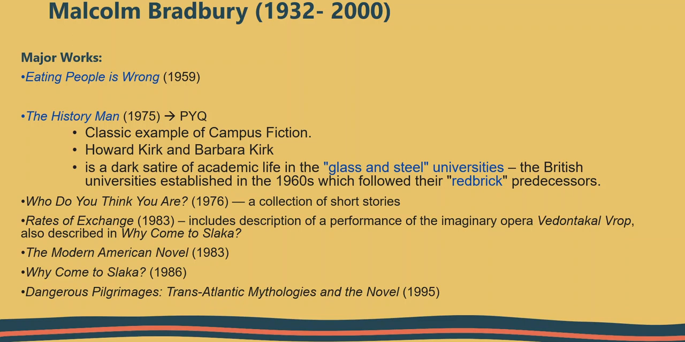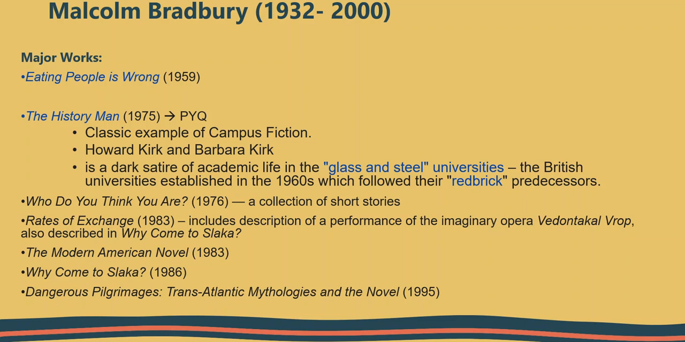Now in The History Man, what happens? There are two married couples, Howard Kirk and Barbara Kirk. It is a dark satire of academic life in the glass and steel universities, the British universities established in the 1960s, which followed their red brick predecessors. Now, what do glass and steel universities signify? Howard Kirk and Barbara Kirk are trapped in a loveless marriage. They don't love each other, but they marry each other without any love.